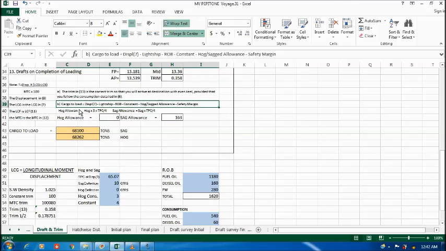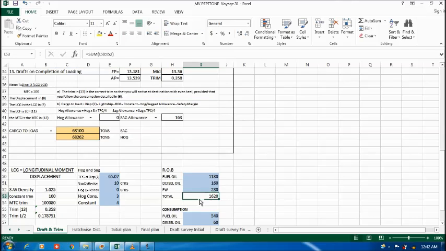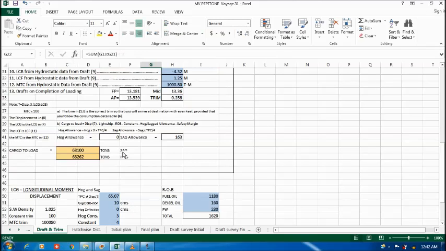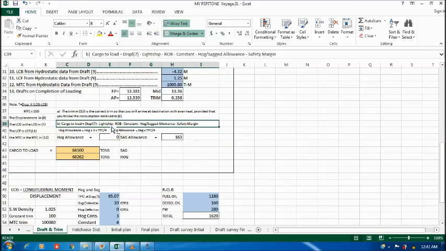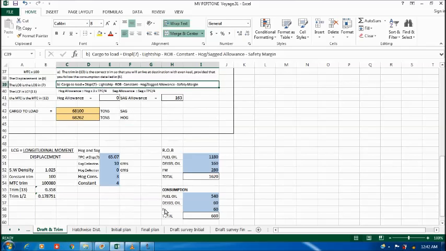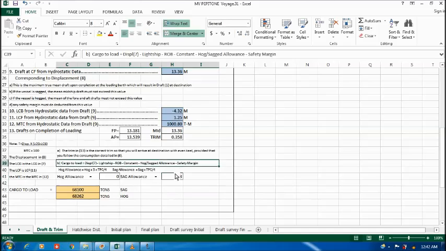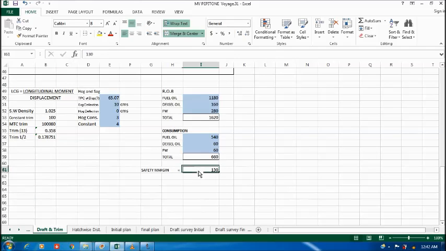By applying this formula, cargo to load equals displacement at 7 minus light ship, which is 9,502, minus DOB of 1,620, which here is displacement number 7, 79,666, minus light ship of 9,502, ROB of 1,620, minus constant 152, minus hog and sag allowance of 163, minus safety margin of 130 tons.